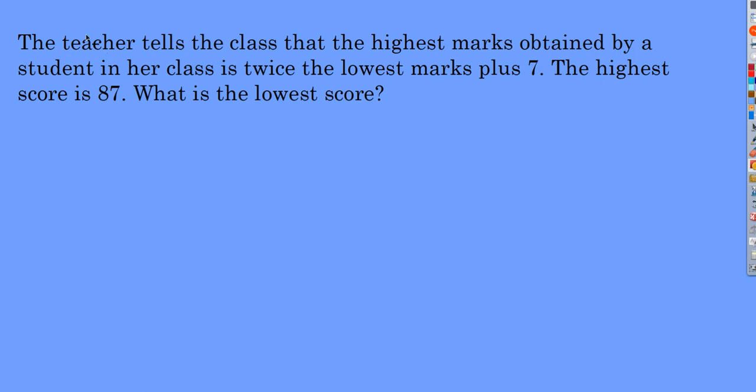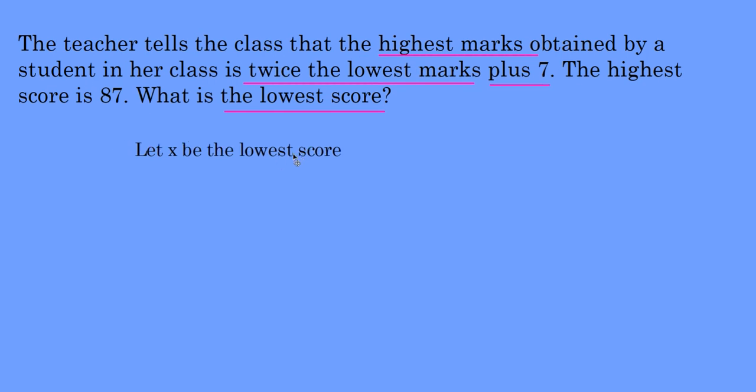Here is a question. The teacher tells the class that the highest marks obtained by a student in her class is twice the lowest mark plus 7. The highest score is 87. What is the lowest score? What do you want to find out here? You have to find out the lowest score. For that, one condition is given in the question. Since we don't know the lowest score, we can take it as x. So we can write: let x be the lowest score.